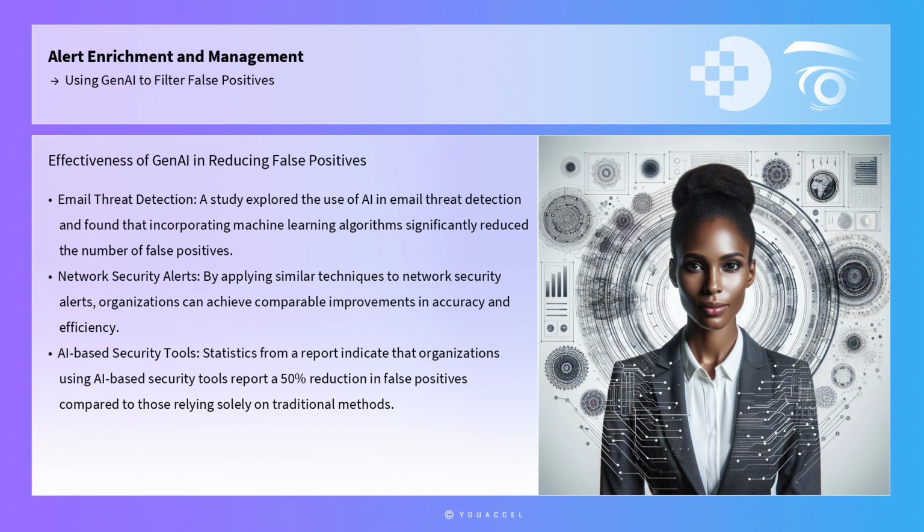Case studies have demonstrated the effectiveness of GenAI in reducing false positives. A study explored the use of AI in email threat detection and found that incorporating machine learning algorithms significantly reduced the number of false positives. By applying similar techniques to network security alerts, organizations can achieve comparable improvements in accuracy and efficiency. Additionally, statistics from a report indicate that organizations using AI-based security tools report a 50% reduction in false positives compared to those relying solely on traditional methods.